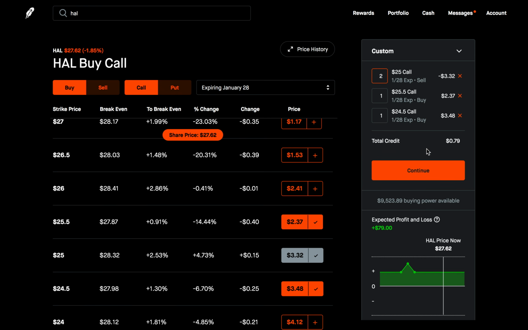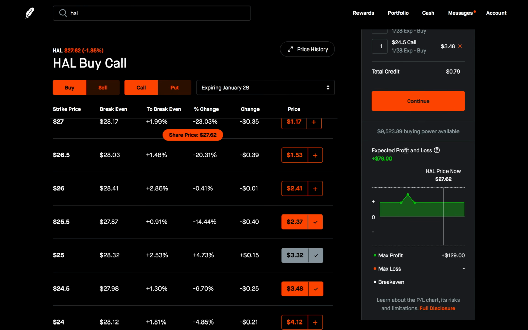Generally, this is implemented for a debit. But take a look here, right? This is telling me that I'm going to receive a credit. It says we're getting $79 instead. Instead of paying for this, we're actually going to get paid $79. And since we're getting a credit, this is basically telling us that there is no max loss, that there is no risk, right?